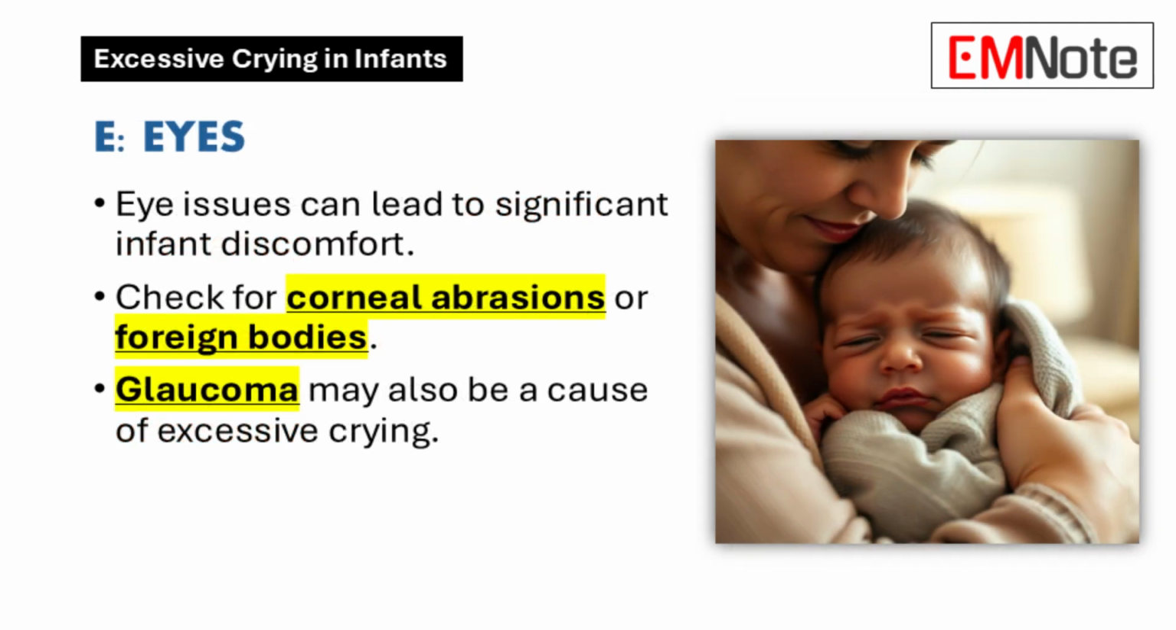All right, so moving on to E. What is it? Eyes. Eyes, easy to forget about. It's amazing how something as simple as a corneal abrasion or a foreign body in the eye or even glaucoma can cause so much pain and lead to all that crying. And you know what's crazy? Sometimes a thorough eye exam is all it takes to figure out what's wrong. It can be that simple. We often get so focused on the really complex possibilities that we forget to check the simple things. Just look and see.